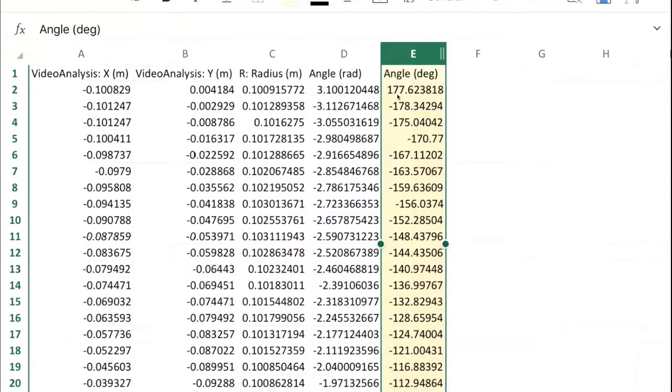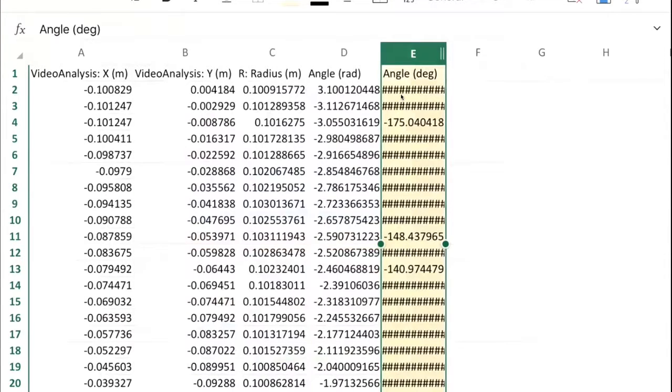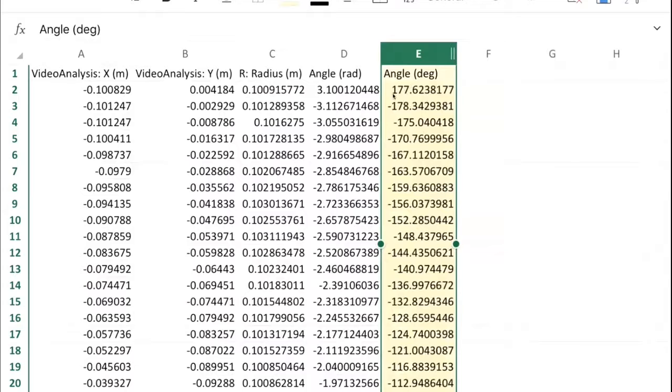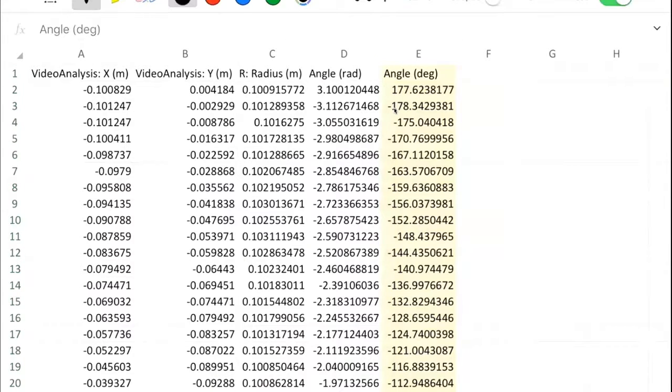So you'll see that we have 177. We know that in the video we started on the far left-hand side, at 180 degrees. Okay, and so at 180 degrees, we're near 177, but then it goes to a negative 178, and that happens because of how Excel actually measures things.